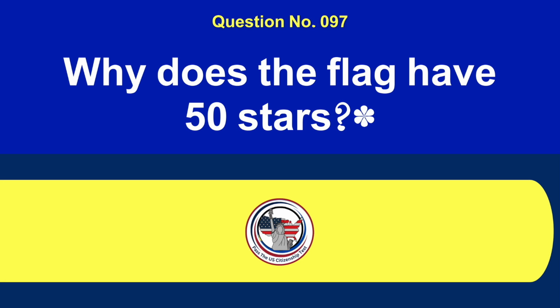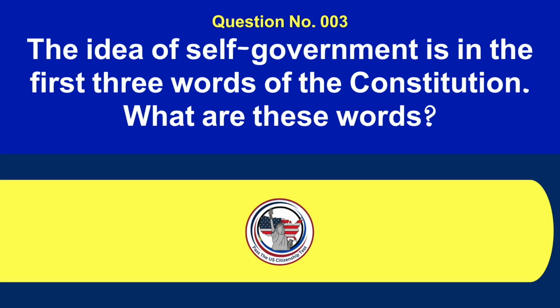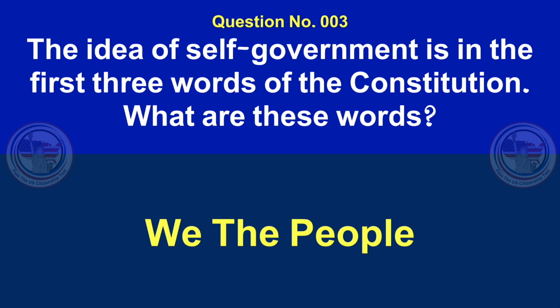Why does the flag have 50 stars? Because there are 50 states. The idea of self-government is in the first 3 words of the Constitution. What are these words? We the people.